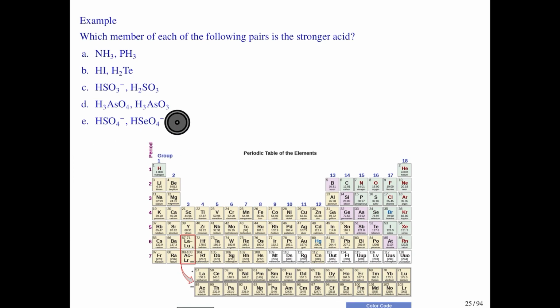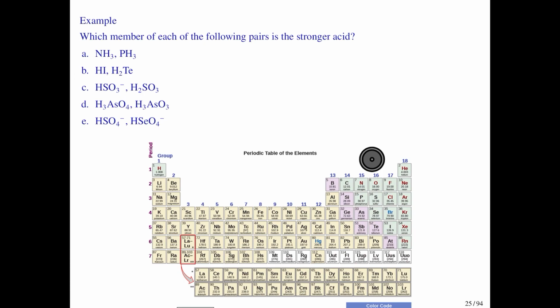In part E, we have two acid anions. They're oxoacid anions, and we see that they have the same number of oxygen atoms. They are charged, but they have the same charge. They're both -1. So it's not the number of oxygen atoms, and it's not the charge of the species that makes a difference. It's going to be the center atom. And we find that sulfur and selenium here are in the same column of the periodic table.